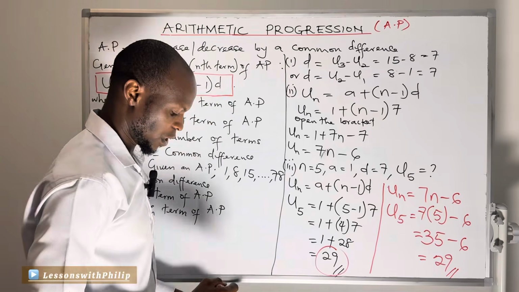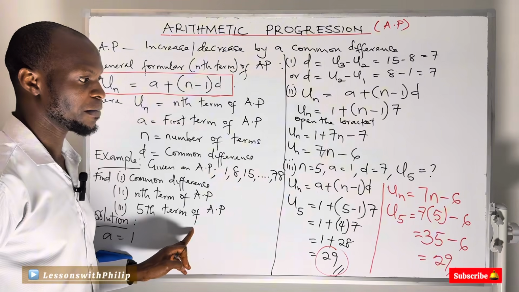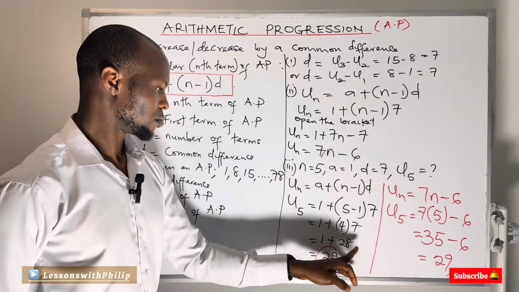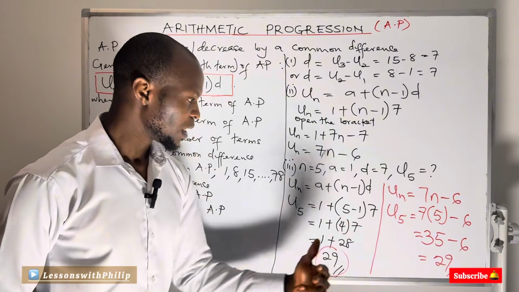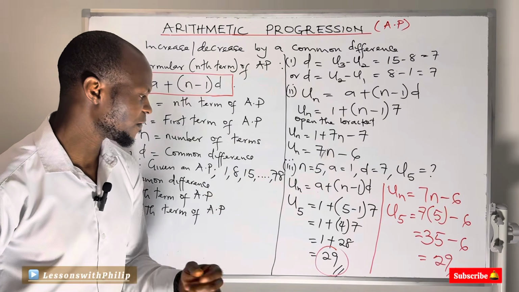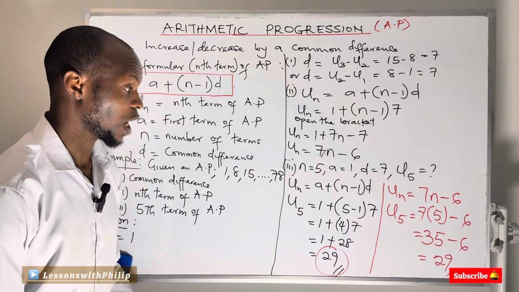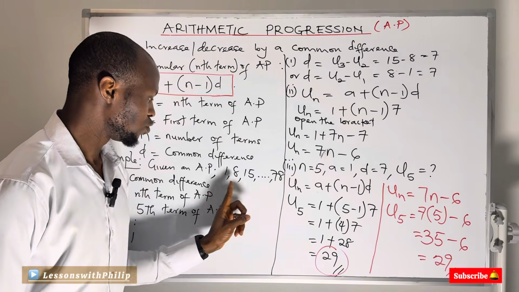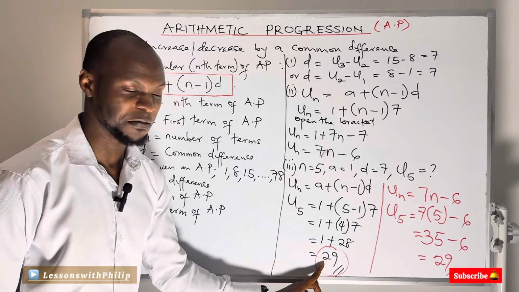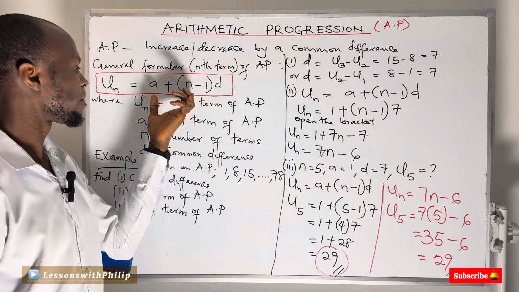29, 29. Don't forget, in the third question, I'm asked to find the fifth term of an AP, and it's 29. Another question can come in this kind of sequence. I can be asked to find the number of term of this 78. This is first, this is second, 15 is third, and 29 is the fifth. What will be the number of term of this 78? You still use this formula.